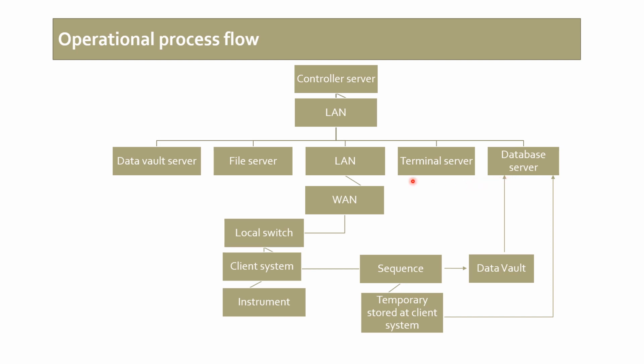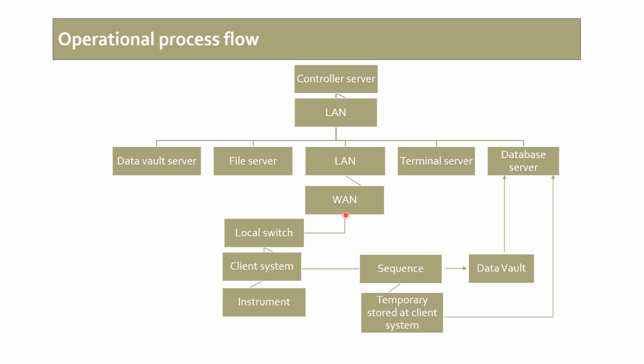In the data vault server, all the sequence, method, workflows including Windows file will be saved, and in the file server, raw data such as chromatographic data will be stored. And through the terminal server, other multiple client systems can connect through the local area network without using any kind of modem connection. And the database server actually hosts the Oracle or SQL database, which is used as the storage container for the Chromium data vault.